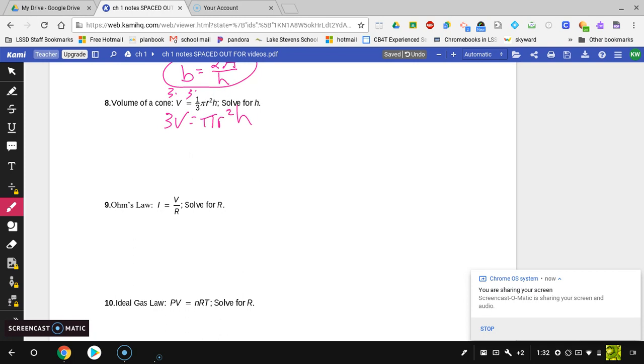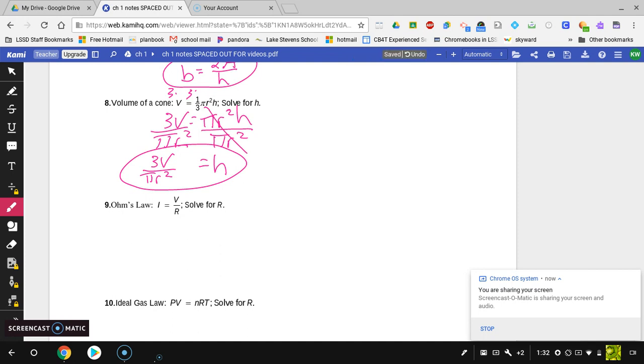Okay, so now I need to get h by itself. Pi r squared is attached to h by multiplication. Since all of it is attached by multiplication, I can get rid of all of it in one step by using division. So I can divide both sides by pi r squared. The pi r squares cancel out. I get h by itself. And on the other side, I have 3V divided by pi r squared. That's getting h by itself.